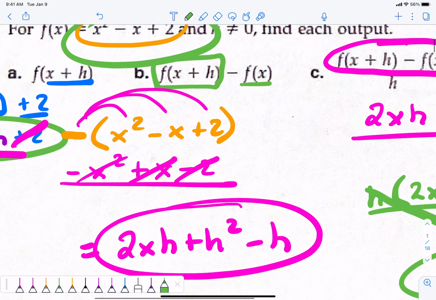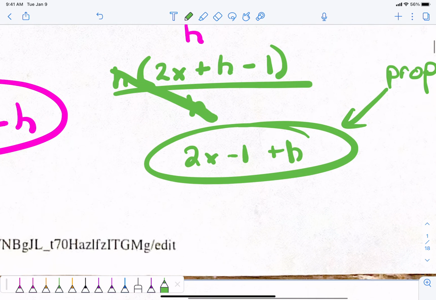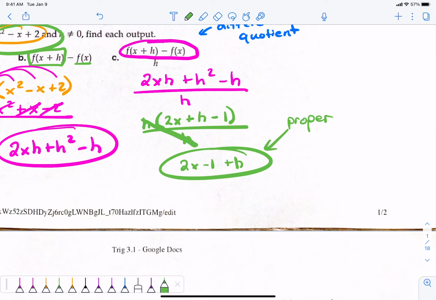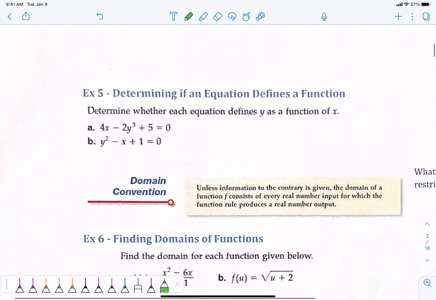When you're doing find the difference quotient, it will generally always have an h in the answer. I shouldn't say that. It will not always have an h in the answer. Generally it will have an x, maybe not in the answer. So you're not finding just what a variable is equal to. You're plugging stuff in and you're reducing.